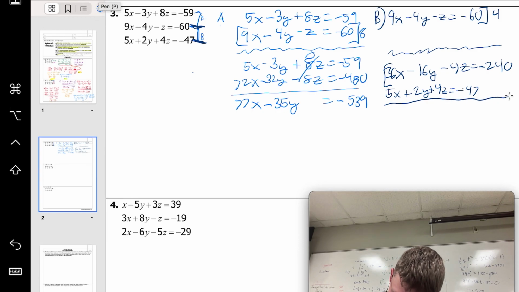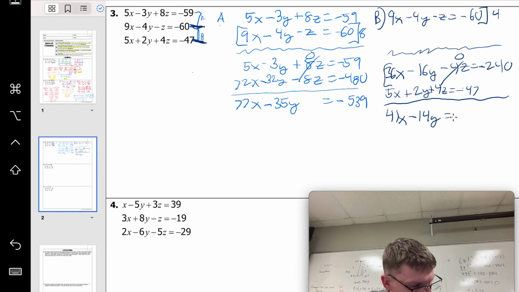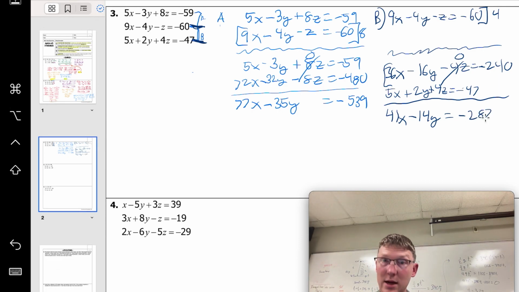So 36x plus 5 is, that one I can do in my head, 41x, minus negative 16y plus 2y is negative 14y. Z's cancel out, thank goodness. And that equals negative 240 minus 47, negative 287. So there is our second equation.